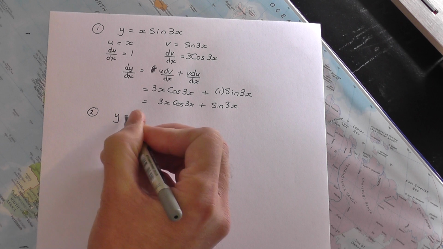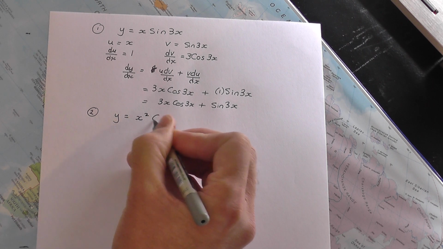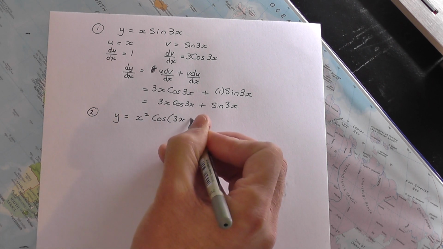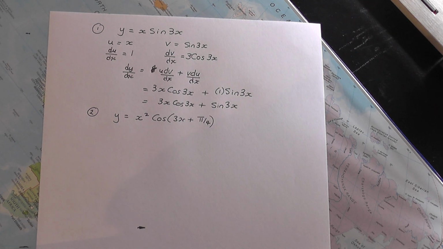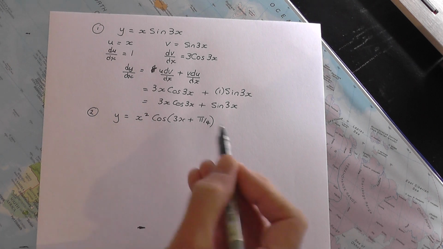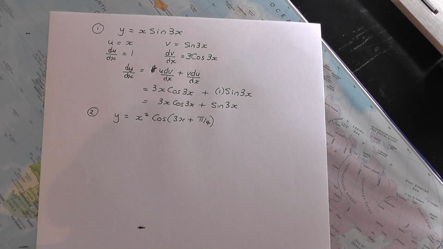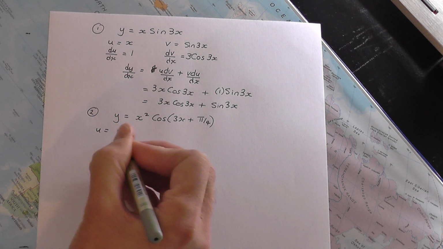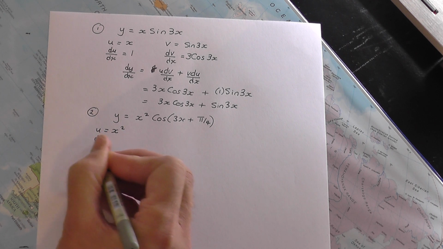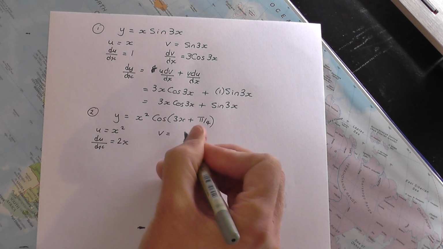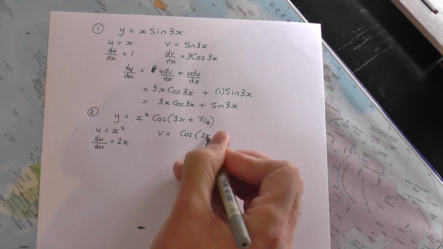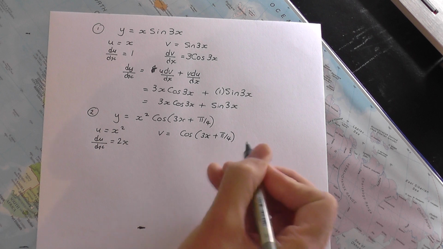How about y equals x squared cos 3x plus pi by 4? Okay, again, it's a product of two functions of x. You've got the x squared multiplied by the cos of this thing. So u will be equal to x squared, du by dx will be 2x, v will be the cos term, like so.